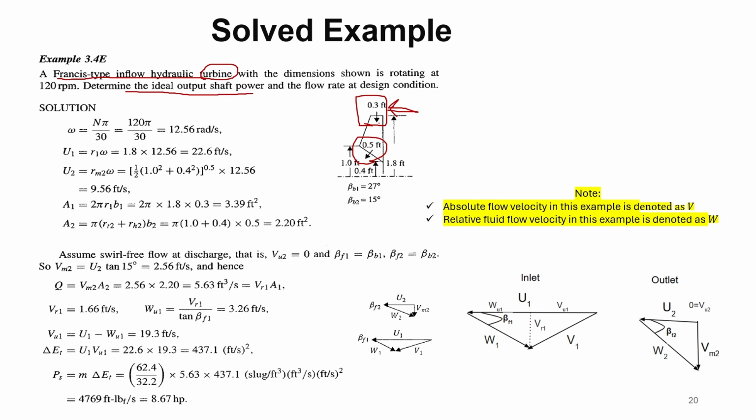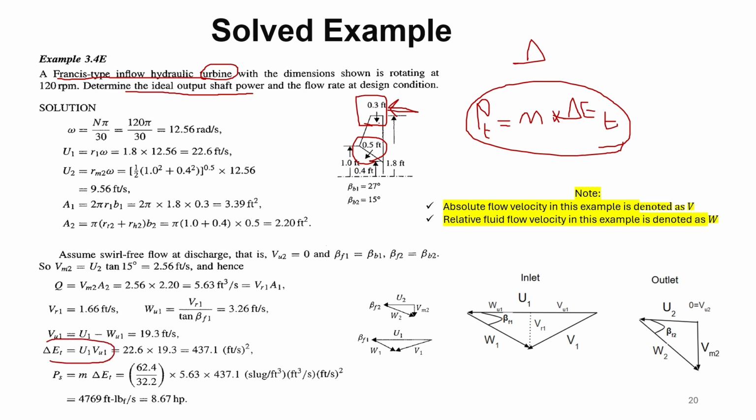Now we all know that the ideal output shaft power of this turbine, P sub T for example, is just equal to the mass of the fluid transferred through the rotor times the rate of energy transfer between the rotor and the fluid, which is represented here as delta E sub T. Now delta E sub T is the Euler equation. Delta E sub T, as you can see here, is the rotor speed at the leading edge times the tangential component of the flow velocity at the inlet. So you calculate, of course, the flow rate.